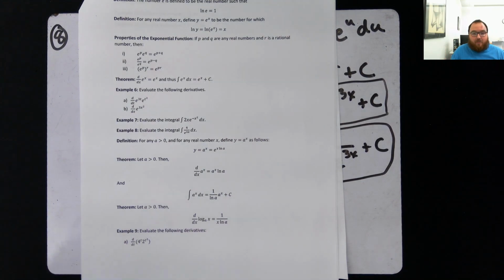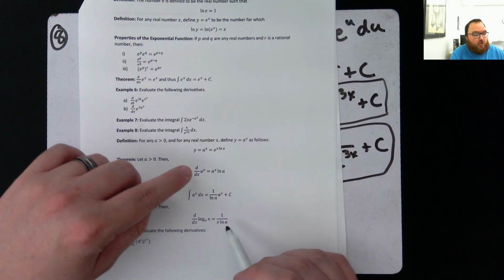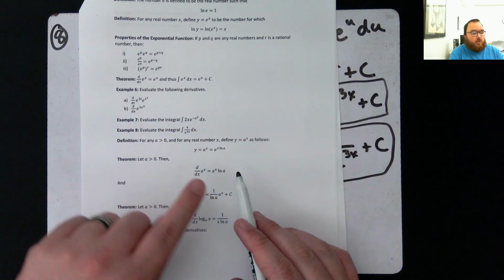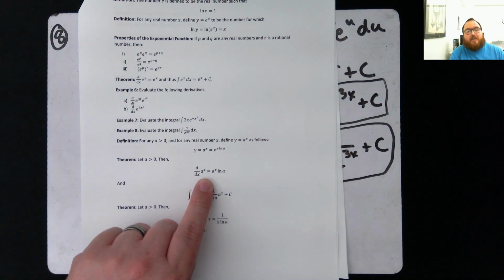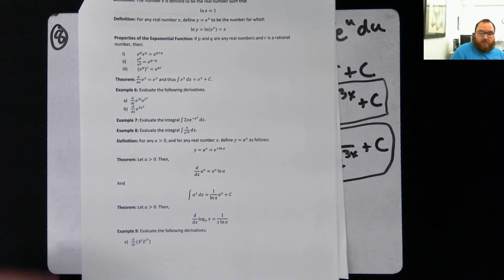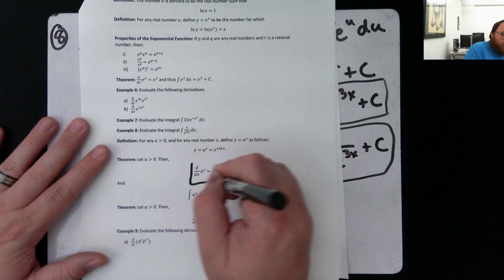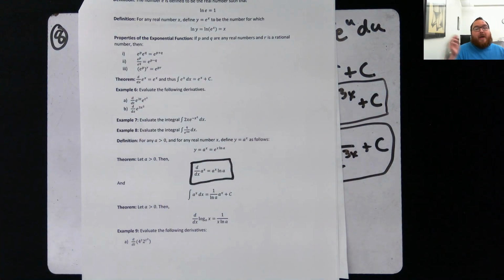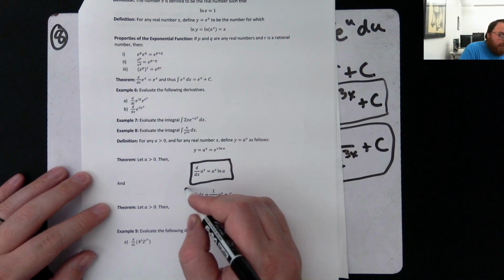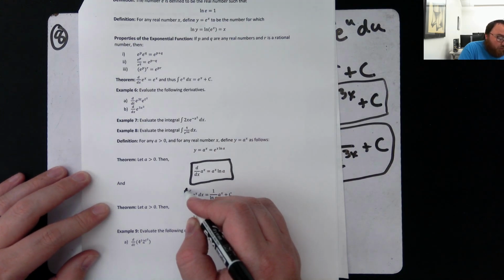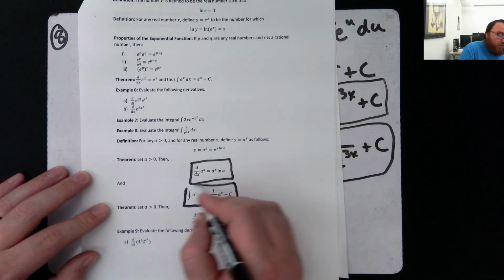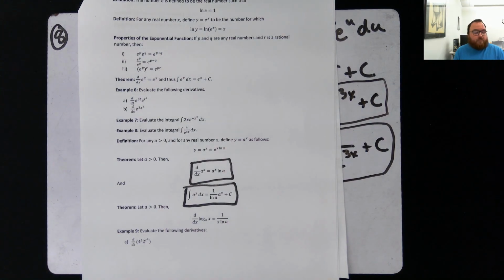Now, why is that helpful? Because now I can use that to take the derivative of a to the x, which is just a to the x times the natural log of a. So this is what I really need. The derivative of a to the x is equal to a to the x times the natural log of a, which means if I were to go backwards, the integral of a to the x is equal to 1 over the natural log of a times a to the x plus c.